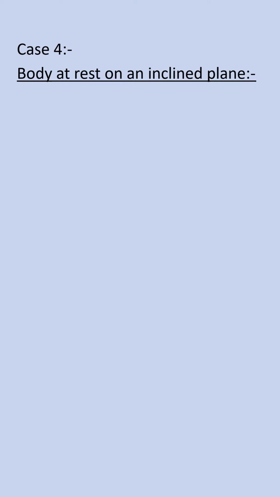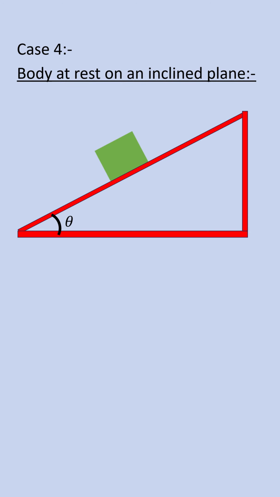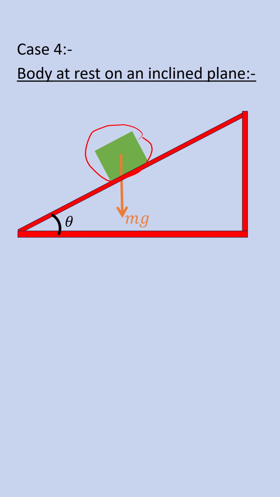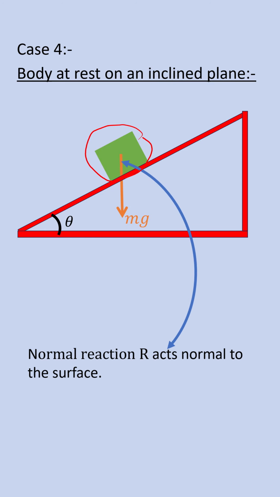Now case 4, body at rest on an inclined plane. This body is at rest on an inclined plane. Now let's see the forces acting directly on this body. Weight mg acts vertically downward. Now, the normal reaction acts normal to the surface.